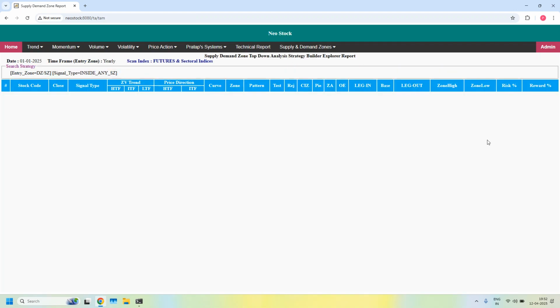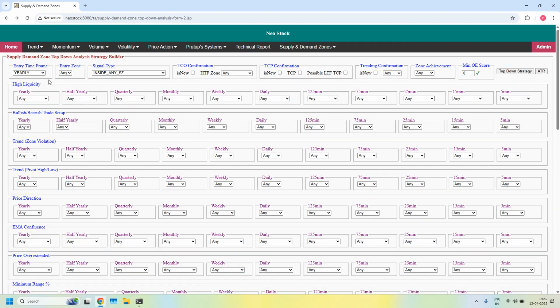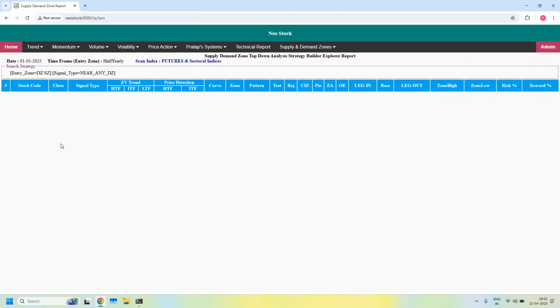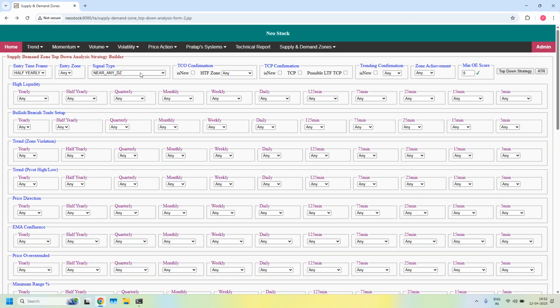Price closed inside the yearly supply zone, no stocks. Next time frame is half yearly. Stocks near the half yearly demand zone, we don't have any stocks. Stocks near the half yearly supply zone, also we don't have any stocks.